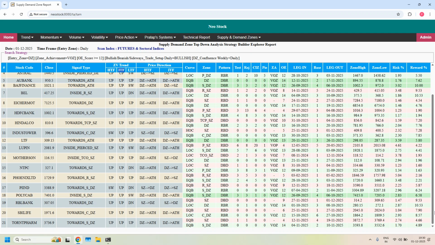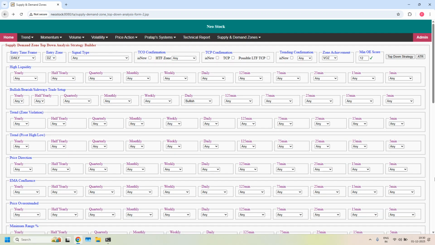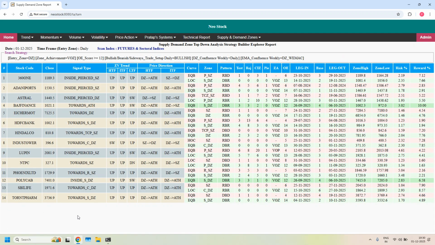So that is the second and final step in the first strategy. So I am going back. For the EMA confluence parameter at weekly time frame, I am selecting weekly demand zone having weekly EMA. EMA confluence works only for trending, not sideways. But anyway, the weekly trend is uptrend in all the stocks, so you can use weekly EMA confluence. So now we got 14 stocks. So these 14 daily demand zones might have more high probability to succeed.